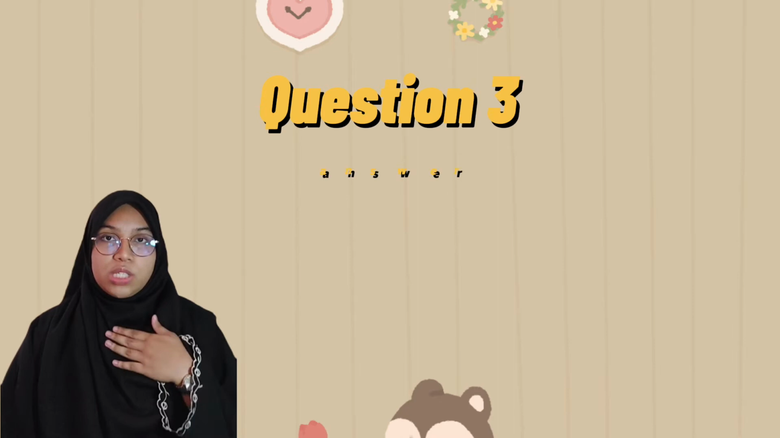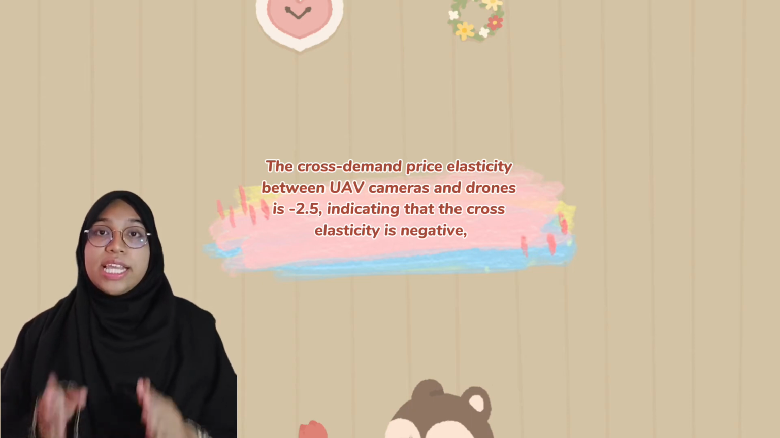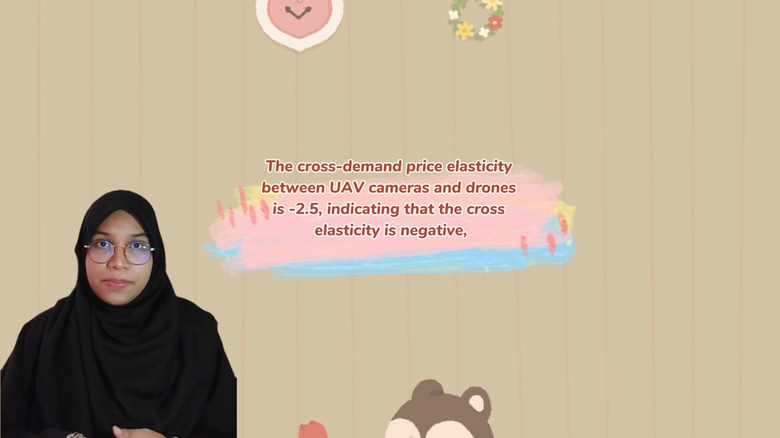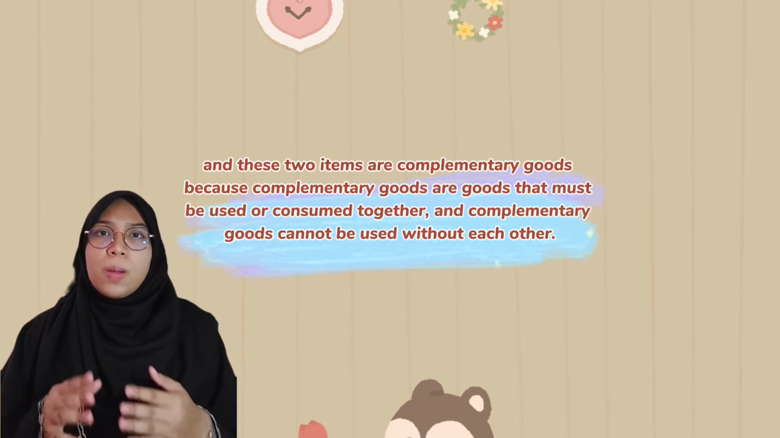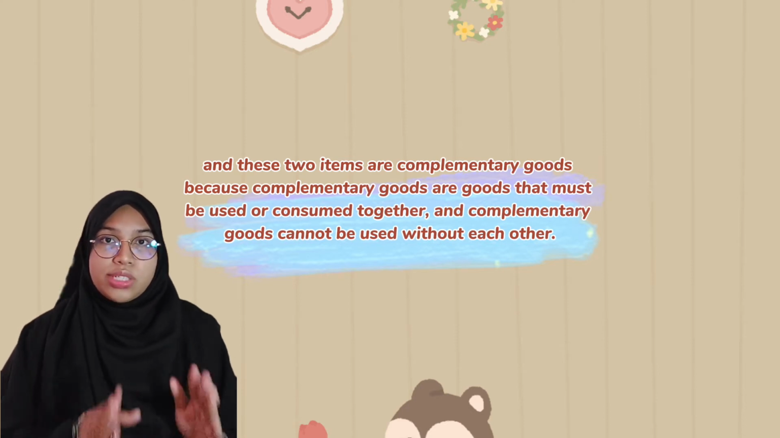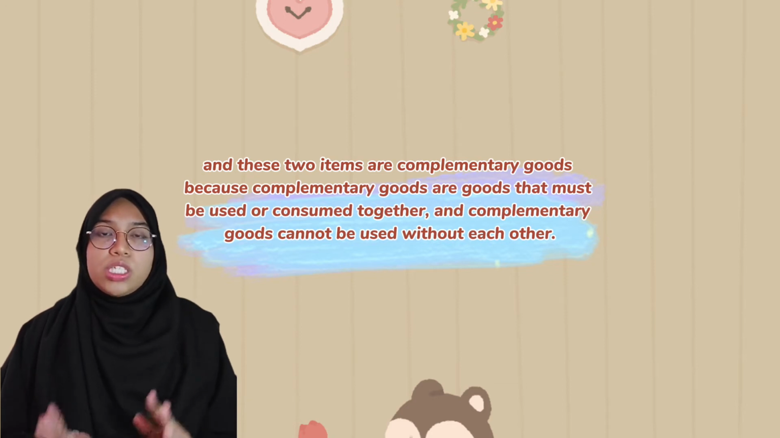Thank you, Dania. So I will explain my question, which is question 3. The cross price elasticity of demand between the new AV camera and gross is negative 2.5, indicating that the cross elasticity is negative. And these two items are complementary goods, because complementary goods are goods that must be used or consumed together, and complementary goods cannot be used without each other.